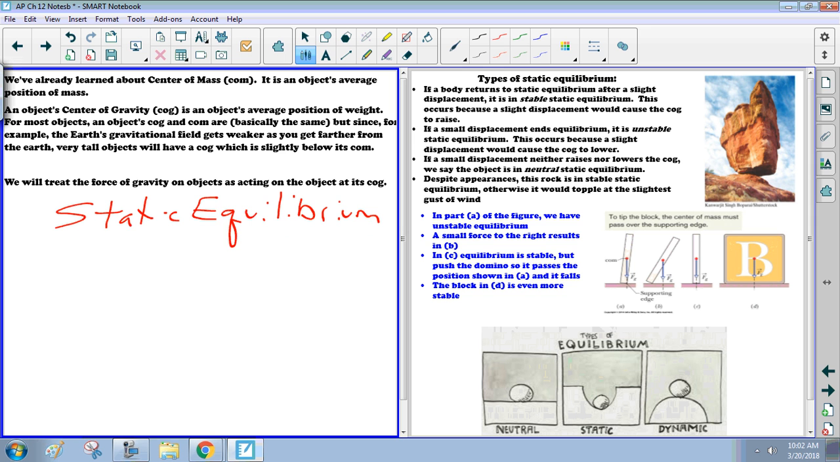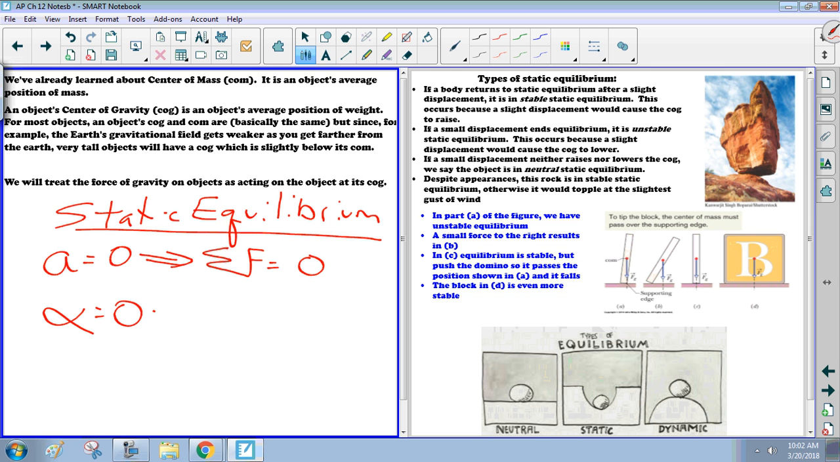Here's what it means for an object to be in static equilibrium. If an object is in static equilibrium, there is no linear acceleration, which means your net force is zero, and there's no angular acceleration, which means your net torque is zero. So really, that's all this chapter is about: solving problems in which these two things are true.